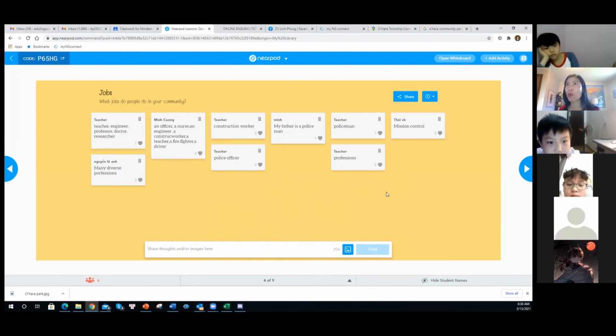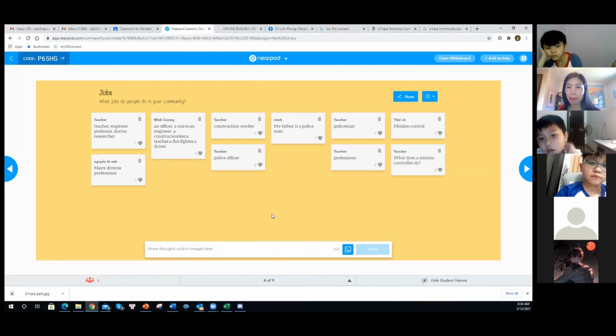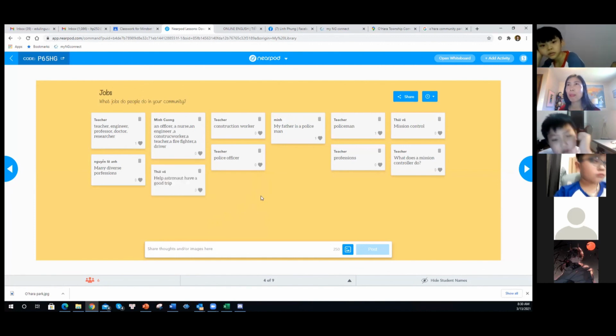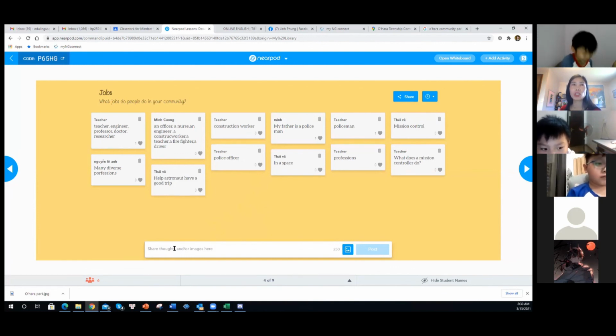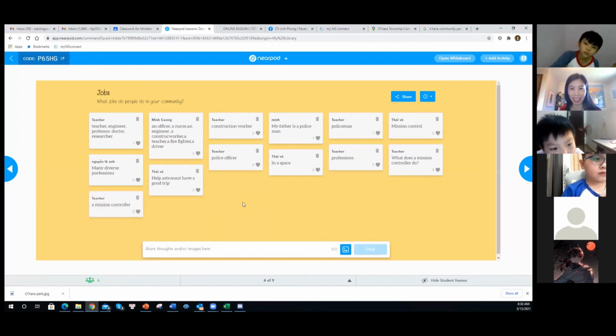Thái Vũ wrote mission control. Thái Vũ, can you explain what does a mission control do? A controller, is that right? Thái Vũ? I don't really understand mission control. Oh, astronauts have a good trip. Okay. Yeah. In space. Very good. Thank you. So maybe a mission controller. Okay. Wow. I didn't even think of that. Yeah. Police officer. Okay. Wow.